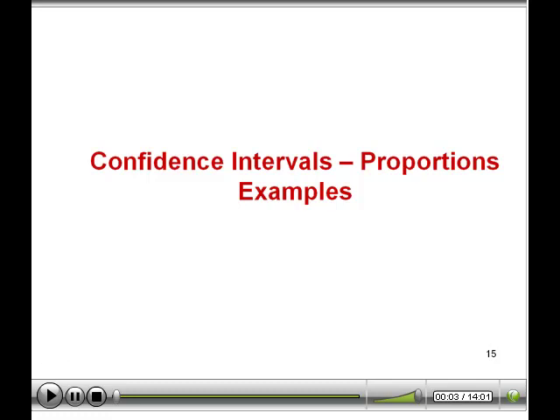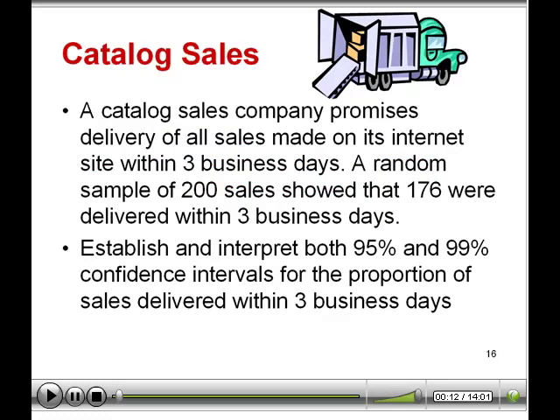Next, we present a few concrete examples of how to calculate confidence intervals for proportions. As we read this problem together, we see that a certain company promises that if you buy one of their products on the internet, they will deliver it to you within 3 business days. Now, realistically, we know that sometimes this will not happen. Problems with personnel, transportation, and even weather might make it so that occasionally deliveries take more than 3 days. We want to get a handle on what the true proportion of packages is that are delivered in 3 days.